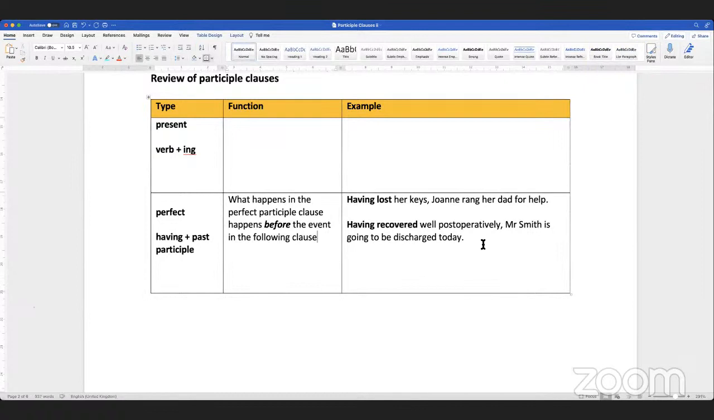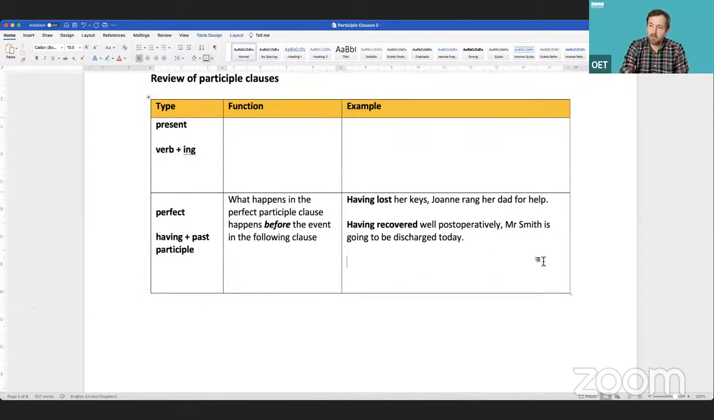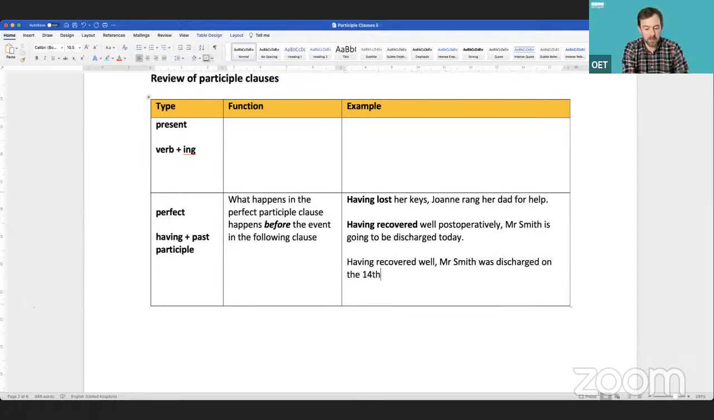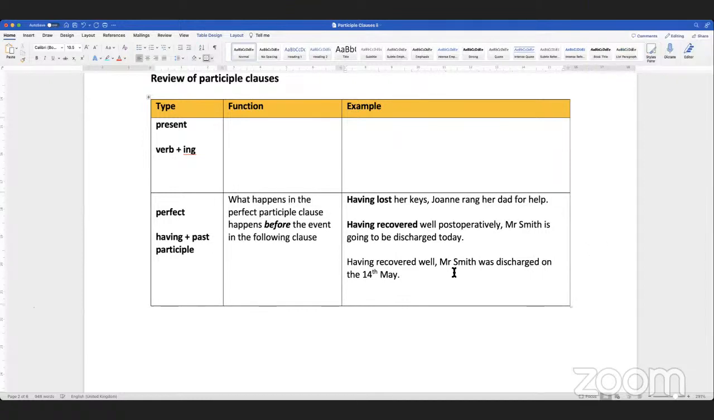My question is, instead of future, can we use another tense? Of course. Yes, you can. So having recovered well, I can just take exactly the same idea. Mr. Smith was discharged on the 14th of May. Then it's the past. Or what is being happened first?